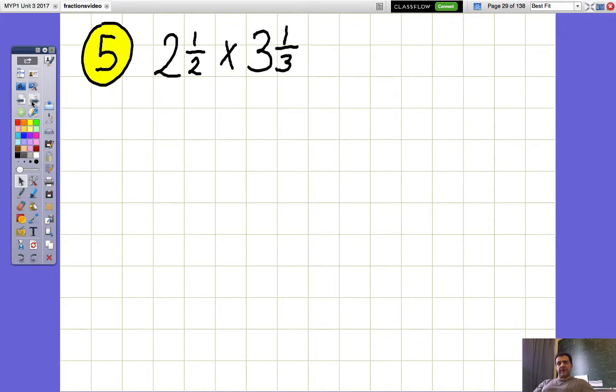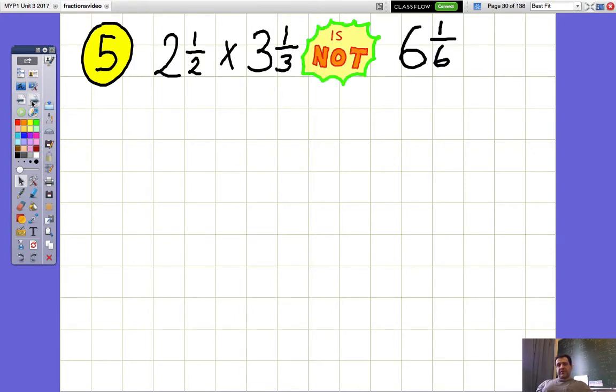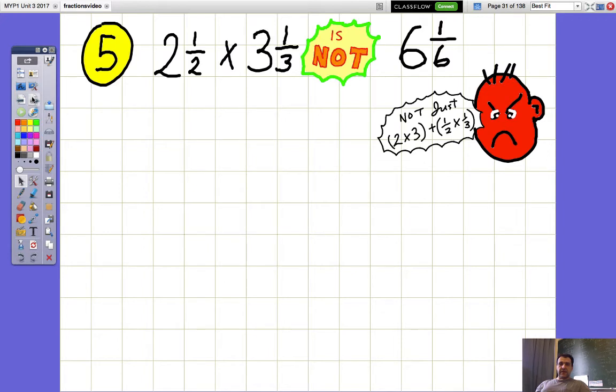Okay, and then finally we've got a mixed number, 2 and a half times 3 and a third. Now there is a classic mistake that people make with these, and that is to say that it's the 2 times 3 is 6, and the half times 1/3 is 1/6, so it's 6 and a sixth. But that is not correct. And that's how I look if you make that mistake.